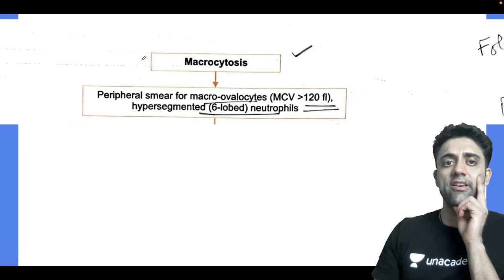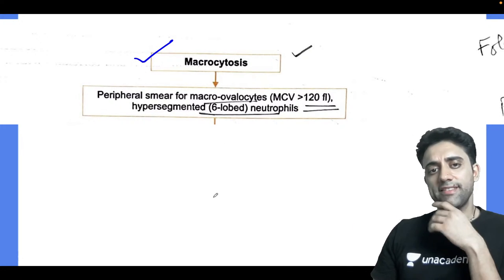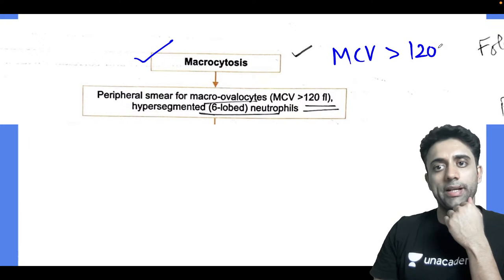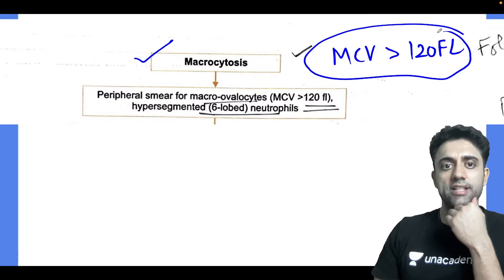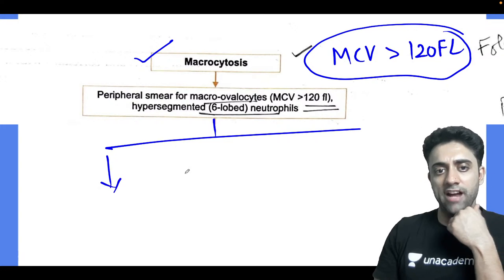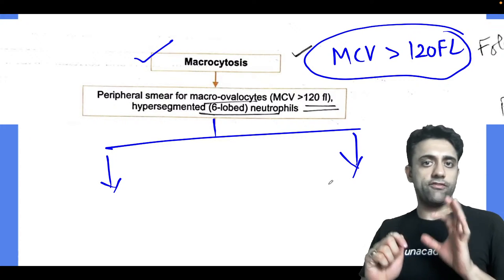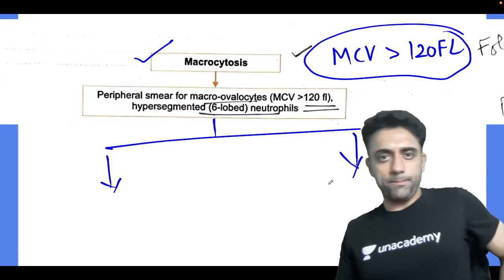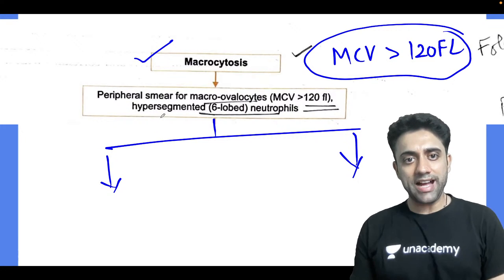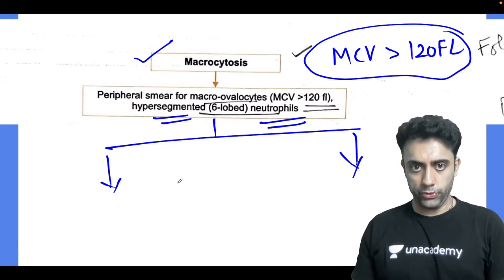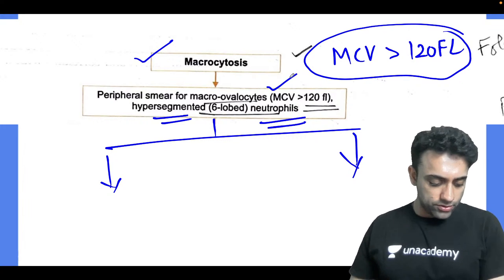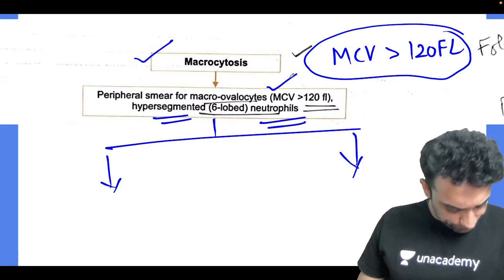So if a patient is having macrocytosis, can you please tell me, imagine the patient's MCV is more than 120 femtoliter, the patient is having macrocytosis, how should my approach go, anyone? If you saw the peripheral blood smear picture of the patient, and the patient is having hypersegmented 6-lobe neutrophils and MCV is more than 120, my diagnosis goes to, anyone?